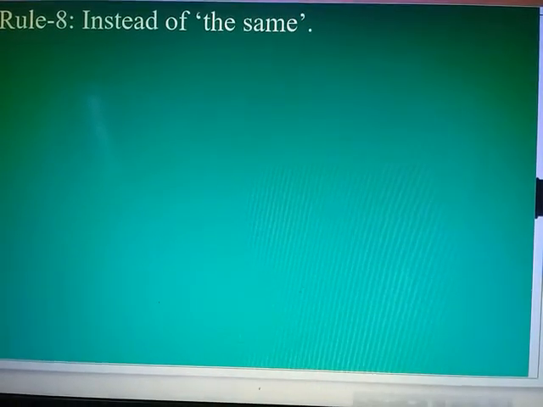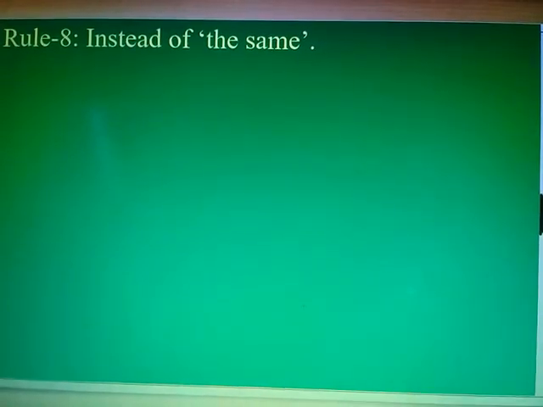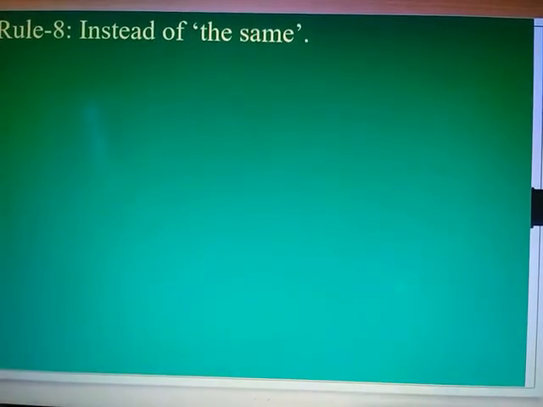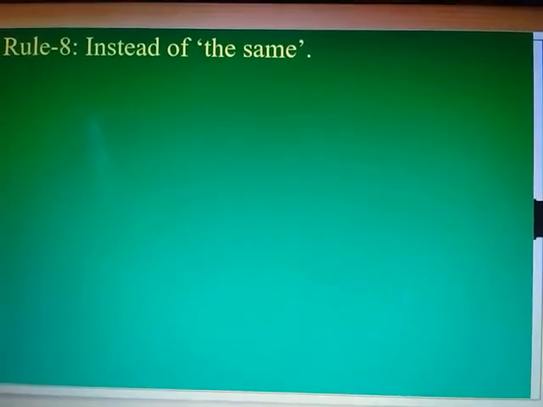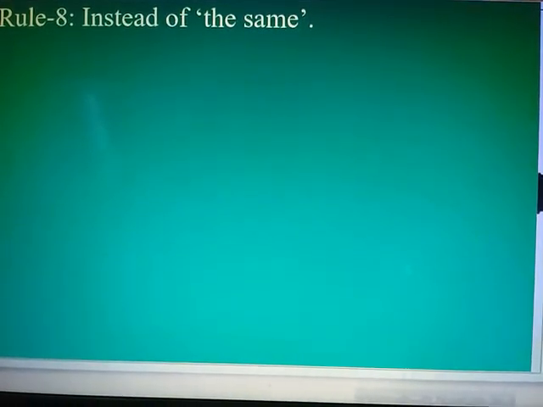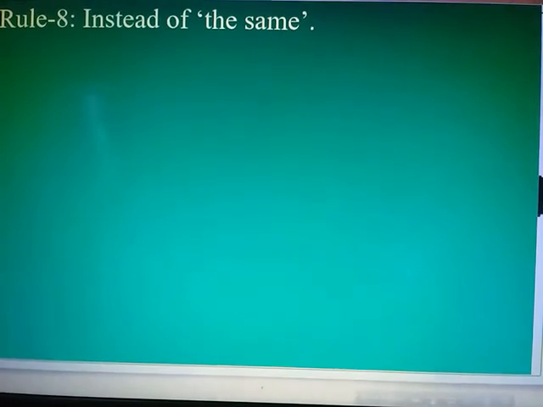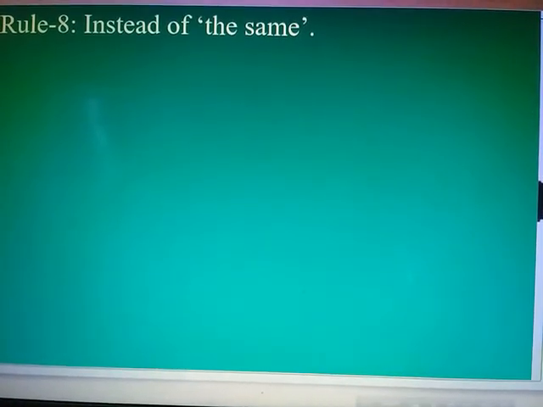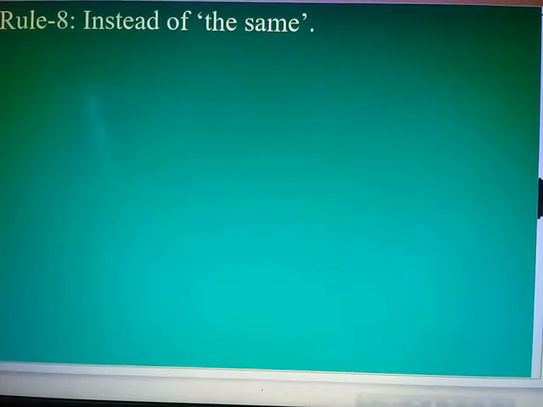Rule number 8: instead of the same, we use a or an. If we give the same in the gap, then the sentence becomes a correct sentence. But we know the gap will be for using an article, so we cannot use the same. That is why we have to use a or an.